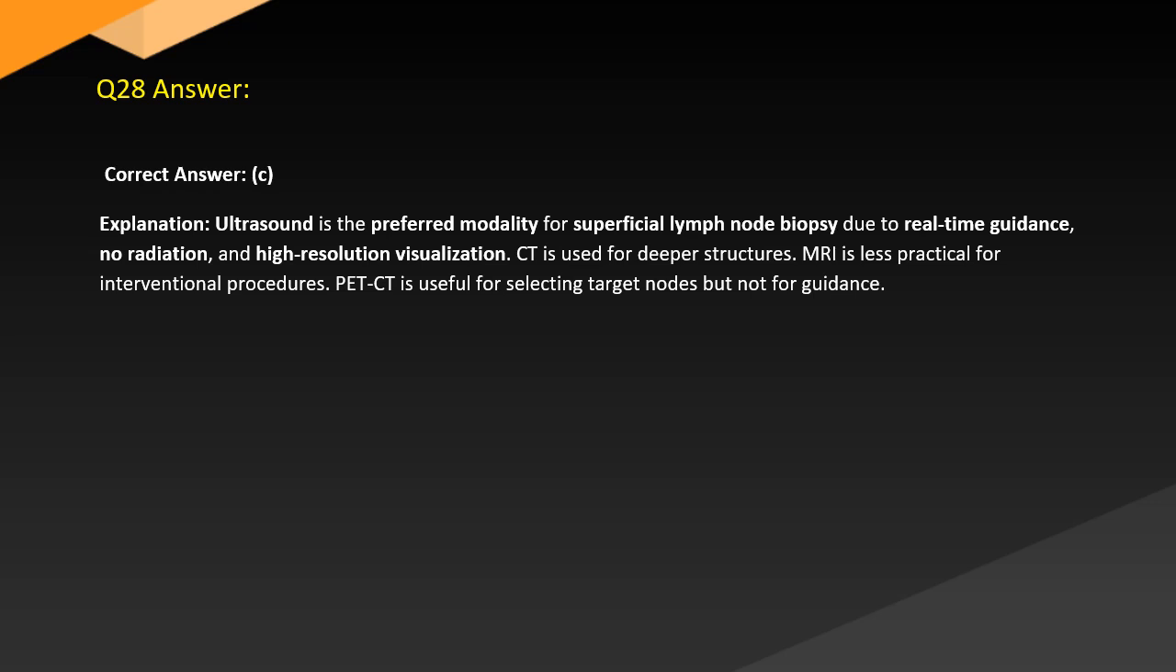Answer. Correct answer: C. Explanation. Ultrasound is the preferred modality for superficial lymph node biopsy due to real-time guidance, no radiation, and high-resolution visualization. CT is used for deeper structures. MRI is less practical for interventional procedures. PET-CT is useful for selecting target nodes, but not for guidance.